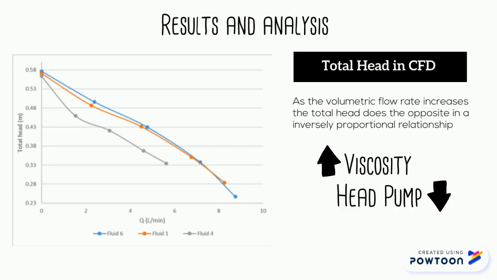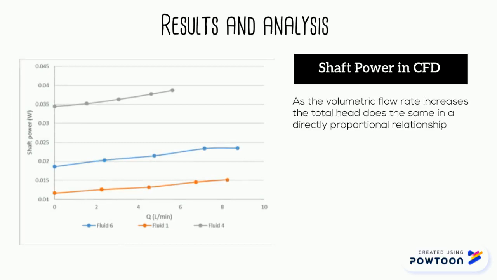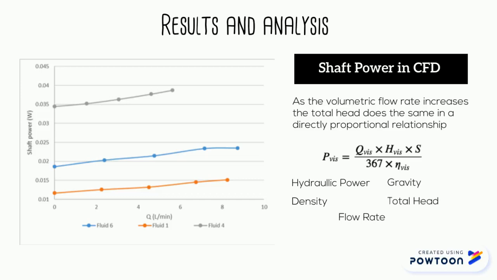due to the viscosity. Finally, in terms of the shaft power, shown in this figure, the opposite to the total head and efficiency occurs. As the volumetric flow rate increases, the shaft power increases too. Because, as can be seen in this equation, the shaft power depends directly on the hydraulic power, which also depends on the density of the fluid, gravity, total head, and the volumetric flow rate.